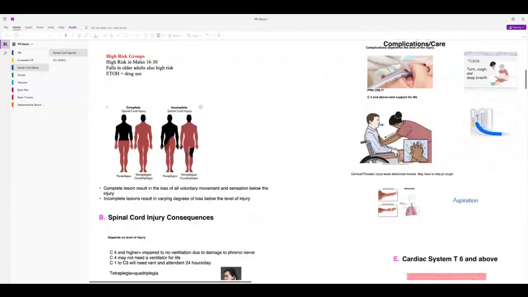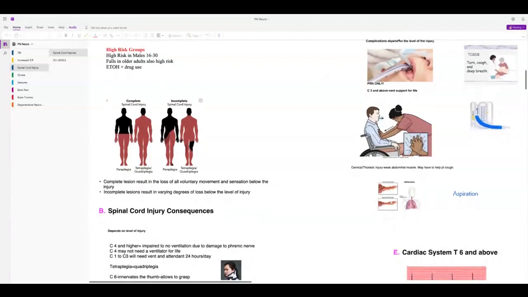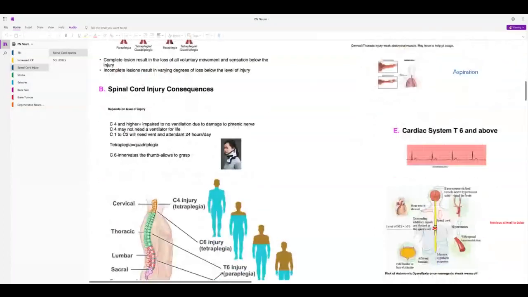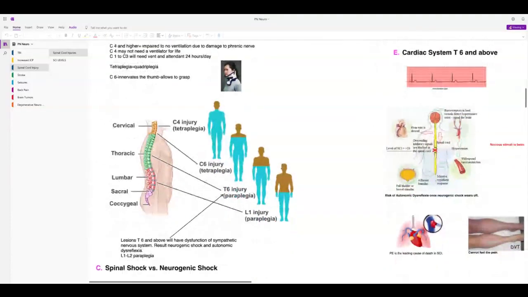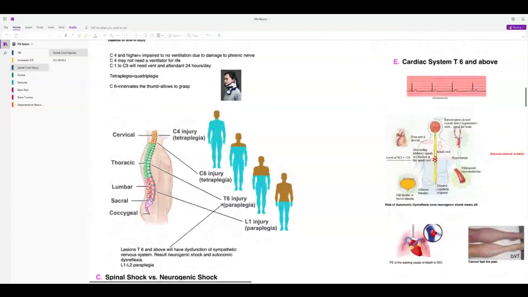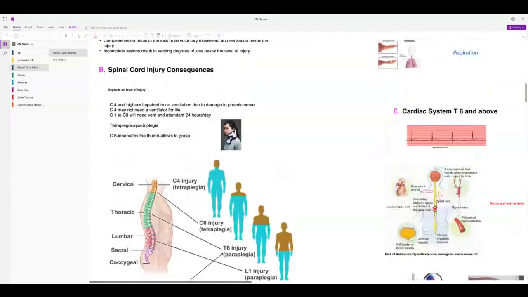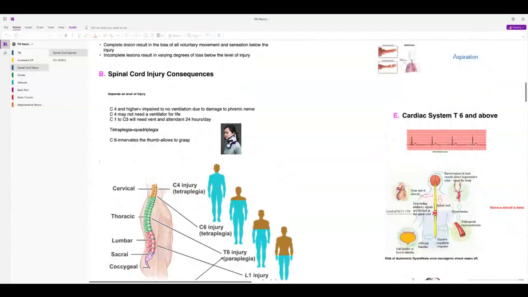It could be C8 and above, which means you're quadriplegic, or T12 and below, which means you have paraplegia. So the new name that you need to know for quadriplegia is called tetraplegia. That's what we're calling it nowadays, tetraplegia.